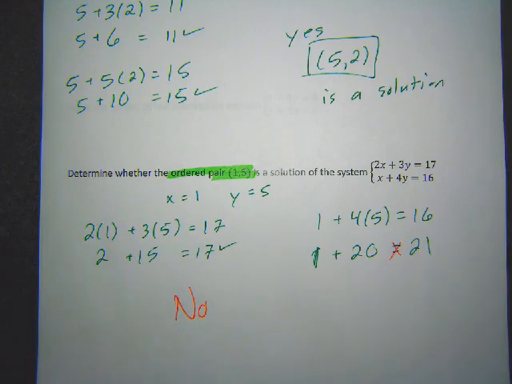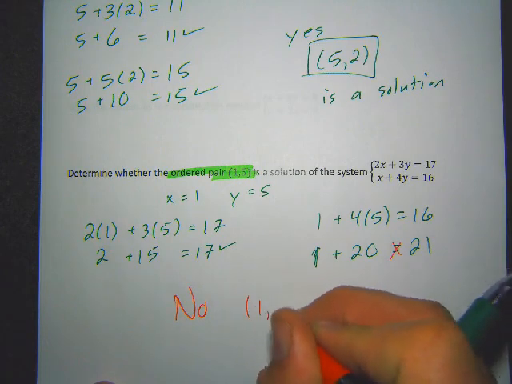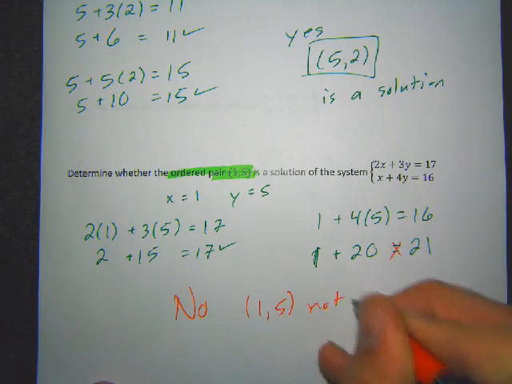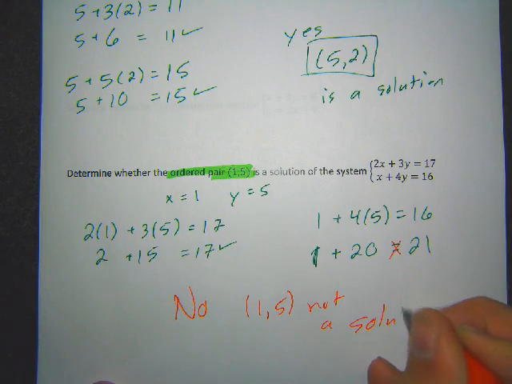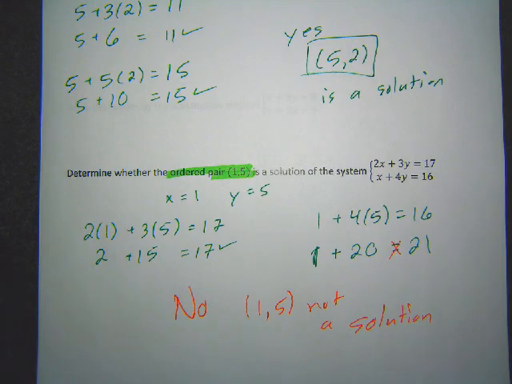This is how we can go back and make sure that the number we got is valid. If our pair 1, 5 doesn't work, then no, we can say 1, 5 is not a solution. Okay, so that's what we do to check our solution. If you have an answer, you want to make sure it's a good answer, you go back, you plug it in to see if it works.